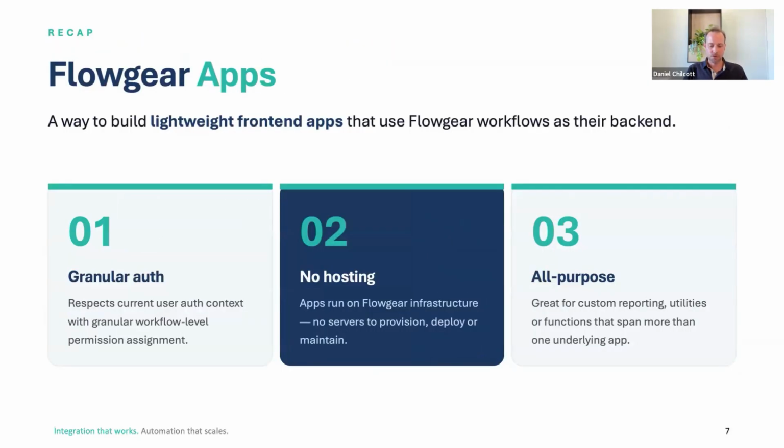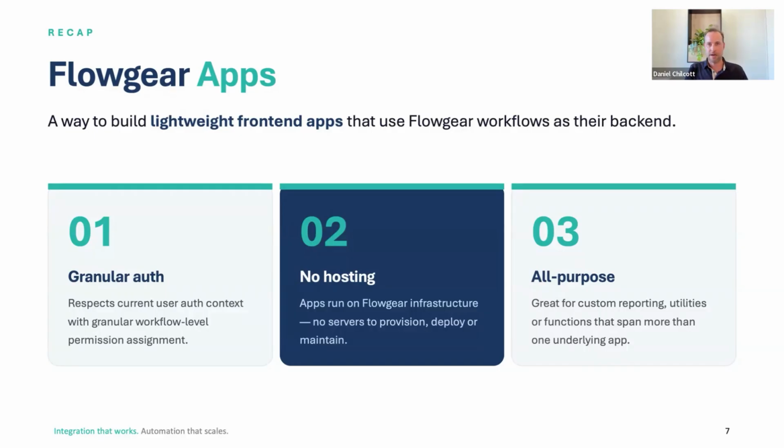All right. So recapping apps a little more. Apps are essentially a way to create very lightweight front end. That's the whole point, is that they're front end only, because the business layer is Flowgear and the data layer are the apps that contain the data that it needs to interact with. And what Flowgear apps gives you as an advantage is, first of all, very granular control. So when a Flowgear app runs, it embeds into our console. And so we know the identity of the user that's currently signed in, and you can use that to make decisions around which workflows they're able to use.